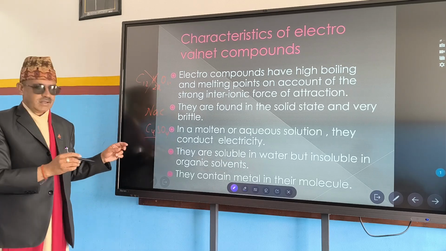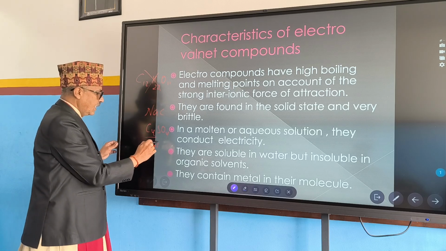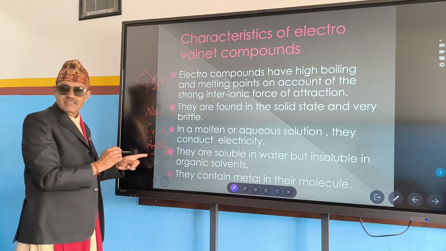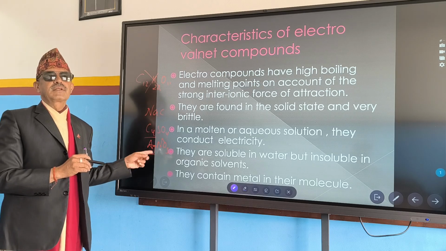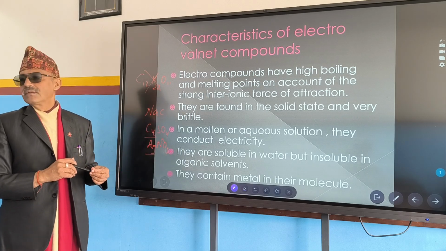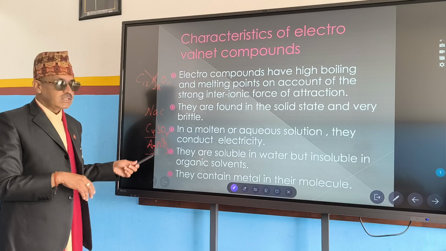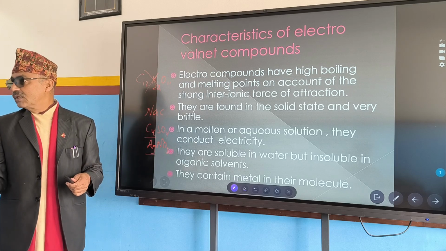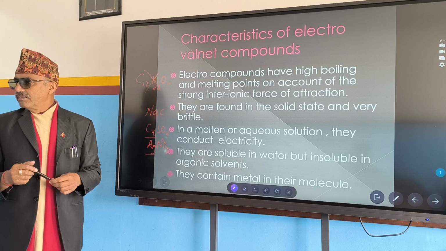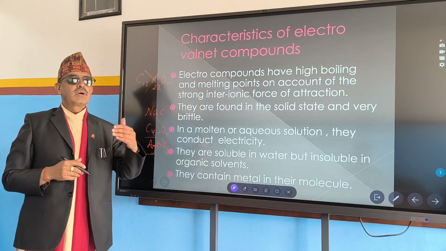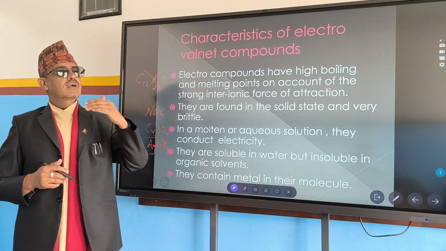Like AgNO3. Ag is metal. So if the first atom is metal, then it can conduct. Third, can conduct electricity in aqueous solution. Aqueous means dissolved in water or molten state. That means ocean water can be used for conducting electricity.